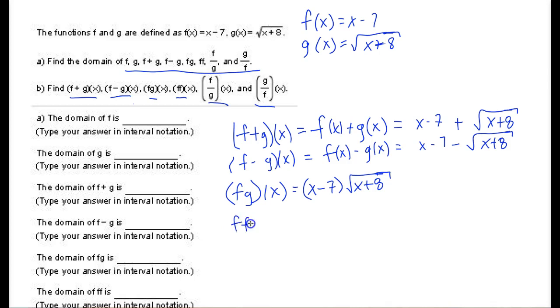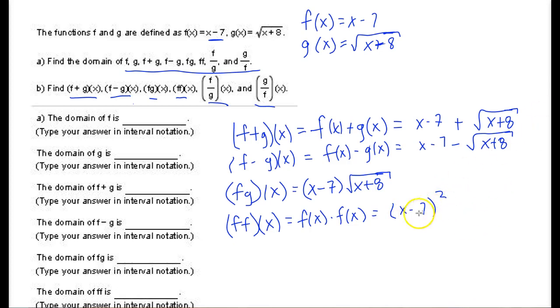If we take the function f and do the product of itself, then you have f of x times f of x, which is just this times itself. So that would be (x minus 7) squared. And we could keep it like that, but if you wanted to FOIL it out, of course, let me go ahead and actually do it.